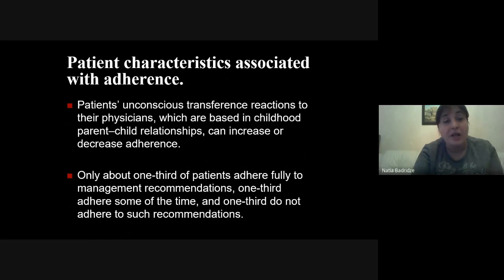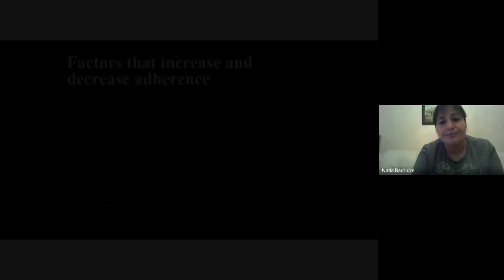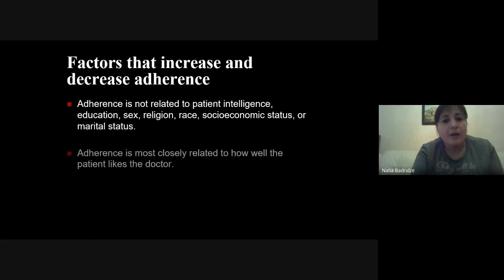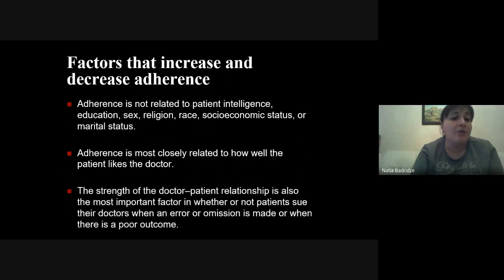Adherence depends on this. That's why it is important to build a trustworthy relationship and to establish good rapport with the patient. Adherence is not related to the patient's intelligence, education, sex, religion, race, socioeconomic status, or marital status. As I mentioned, adherence is most closely related to how much the patient likes the doctor.